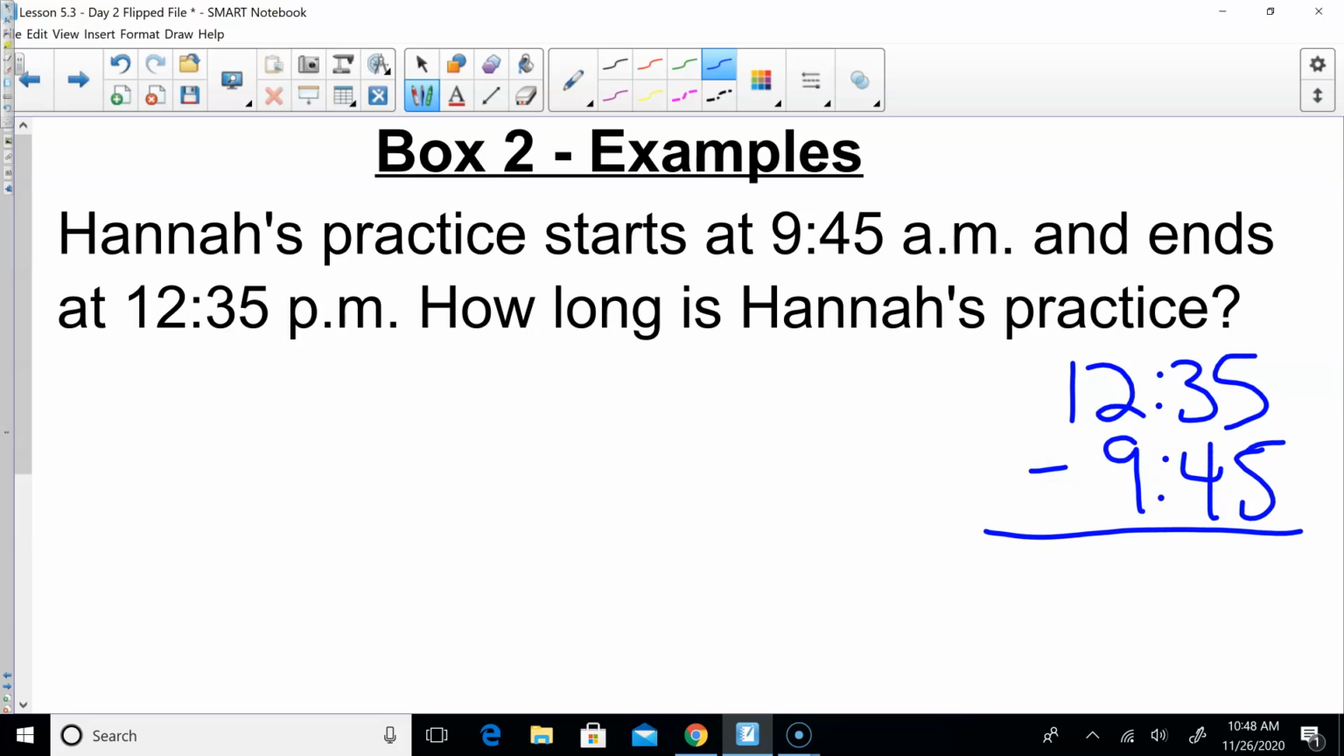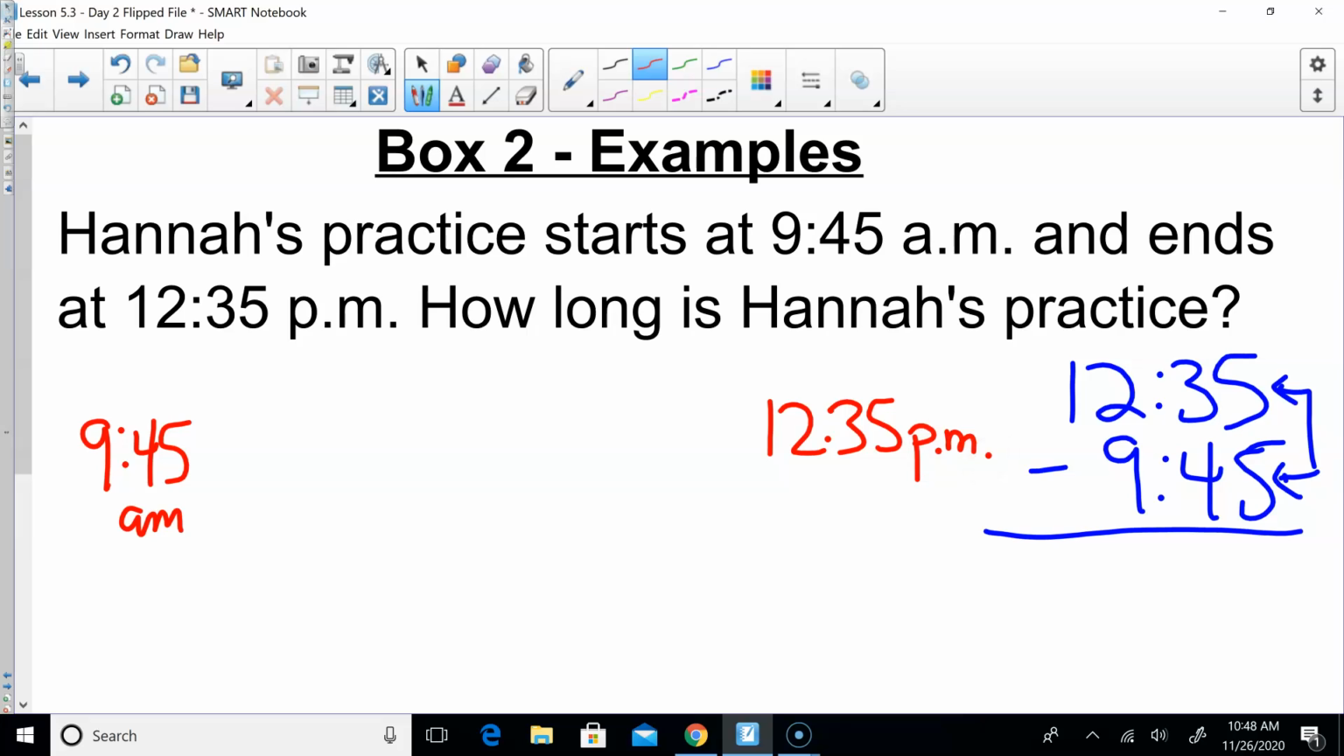Well, the problem I run into is right here, I have more minutes on the bottom than I do on the top. So that would lead me to have a problem. There's another way of solving it. I'll show you that quickly, but I like to use a timeline, because I think timelines really kind of help me. Here's 9:45 a.m. and the end time is 12:35 p.m.